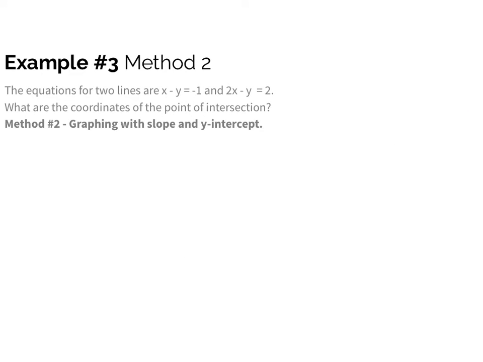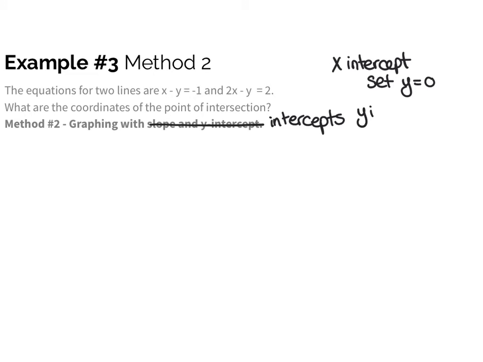So then I looked at this and we had method 2, which was actually just intercepts, not slope and y-intercept. I showed you how to find each of our intercepts. So to find the x-intercept, you set y equal to 0. And if you want the y-intercept, you set x equal to 0. So we did that for each of them.